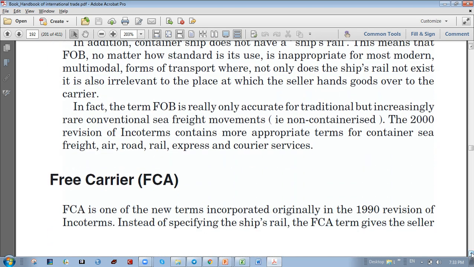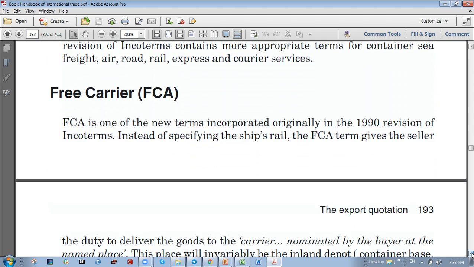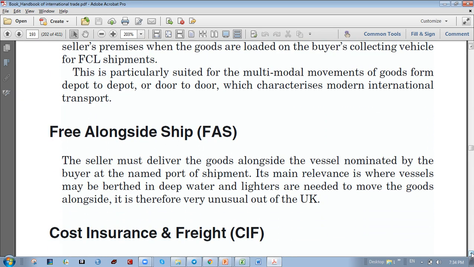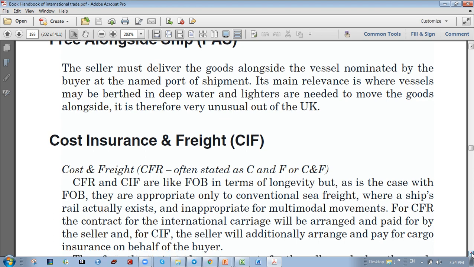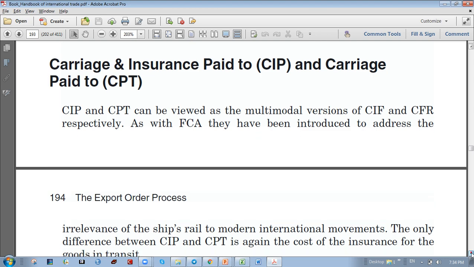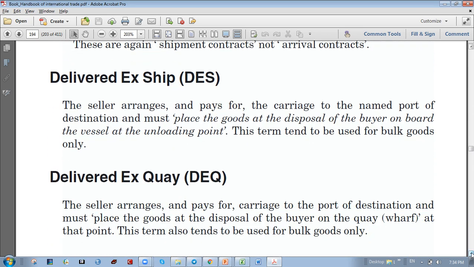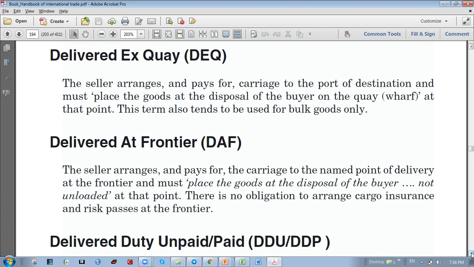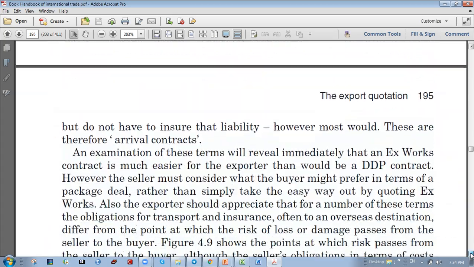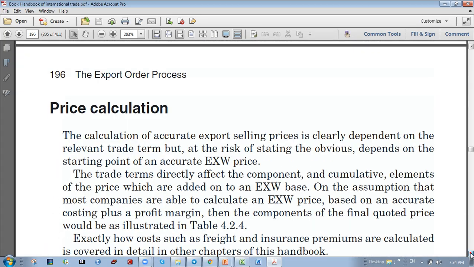Free and FOB. Okay, I carry on. See, this is FCA, FAS, CIF, CIP or CPT, DES and DEQ, DAF, and the others you can see. And the last point is about price calculation.